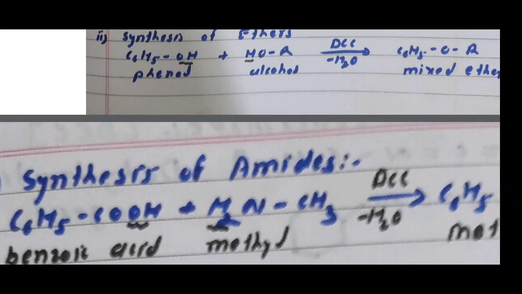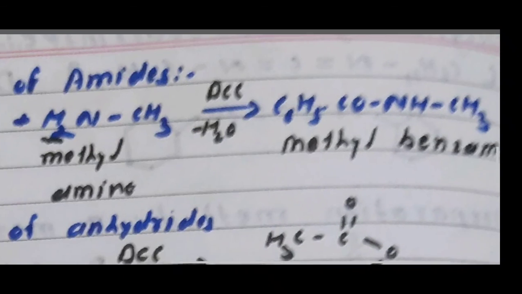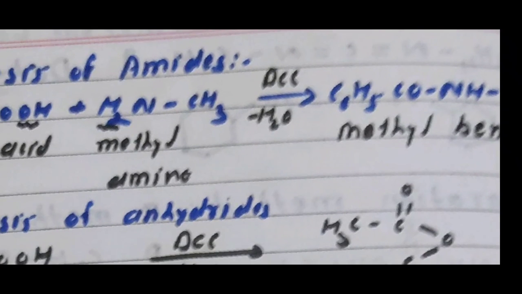Then we study the third application of DCC, the synthesis of amides. Here benzoic acid, C6H5COOH, reacts with methylamine, CH3NH2. Then OH from benzoic acid and one of the H from the amine group of methylamine are released in the form of a water molecule and C6H5CONHCH3 is formed. This is N-methyl benzamide. Means this is used for formation of amides.